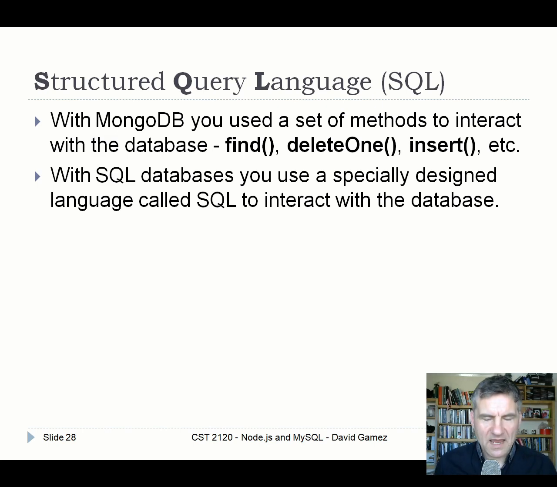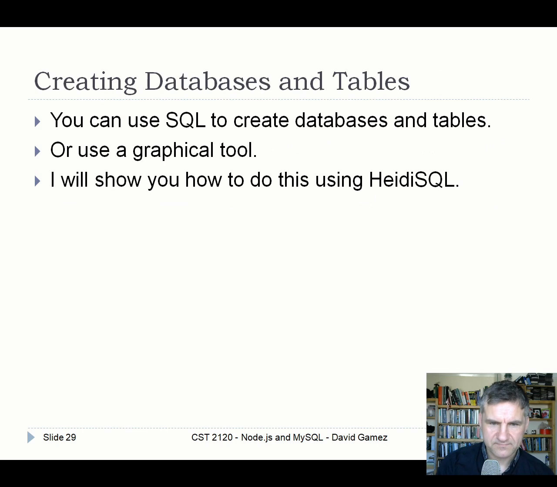So we created our database and our tables, and then we want to be able to change things within the tables, and we do that using structured query language, or SQL. With MongoDB, we had methods like find, delete one, insert, and so on, that we used with appropriately formatted JSON parameters in order to manipulate data in our collection. But with SQL databases, we have this special language called SQL, which can get pretty complicated, and we use that language to interact with the database.